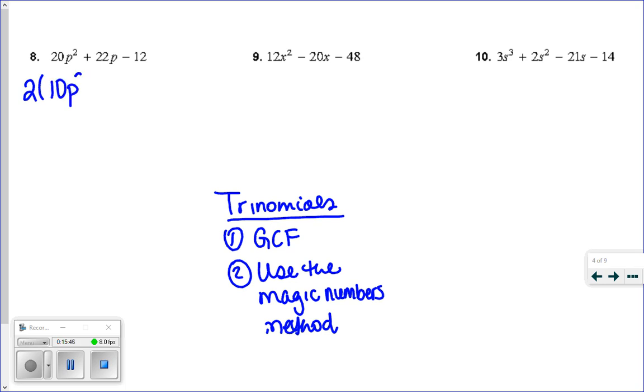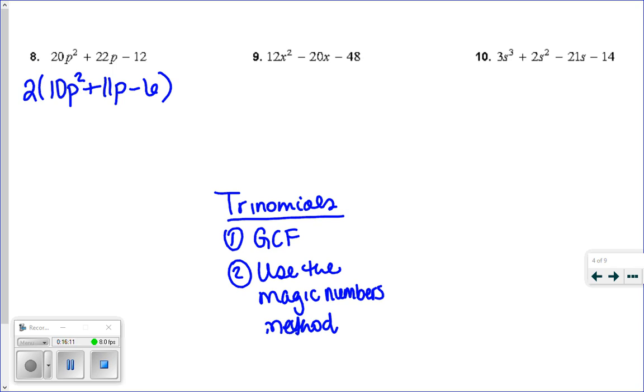That makes things a little smaller and a little bit easier to work with here. So this is my new polynomial right here. Okay? And I still have three terms, right? So I pulled the GCF out, but I still have 3 terms. I also have a leading coefficient. I have a 10 there. So I have to use the magic numbers and kind of do the slightly longer trinomial process.